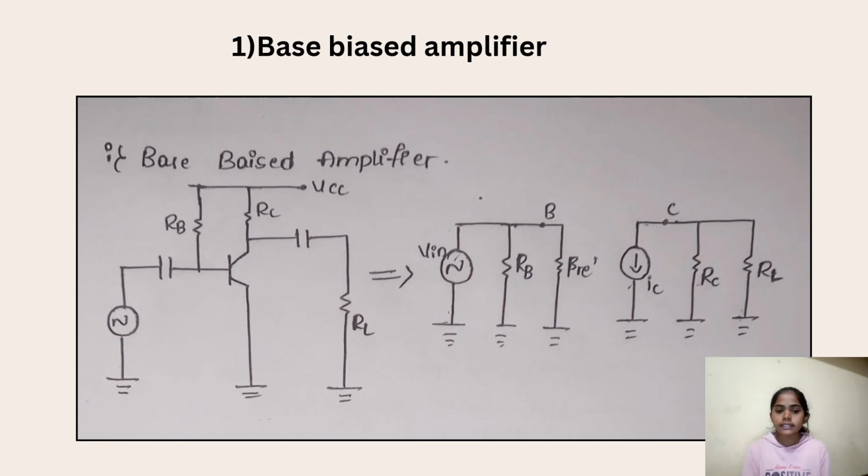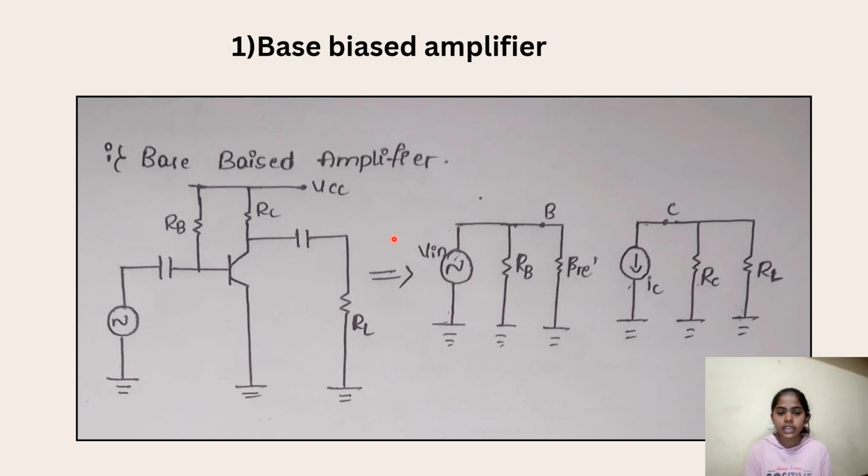The base biased amplifier, the AC equivalent circuit for the base biased amplifier. We have the base biased amplifier circuit here with the three resistors RB, RC and RL, two capacitors and one voltage source. We want to convert it into an AC equivalent circuit.